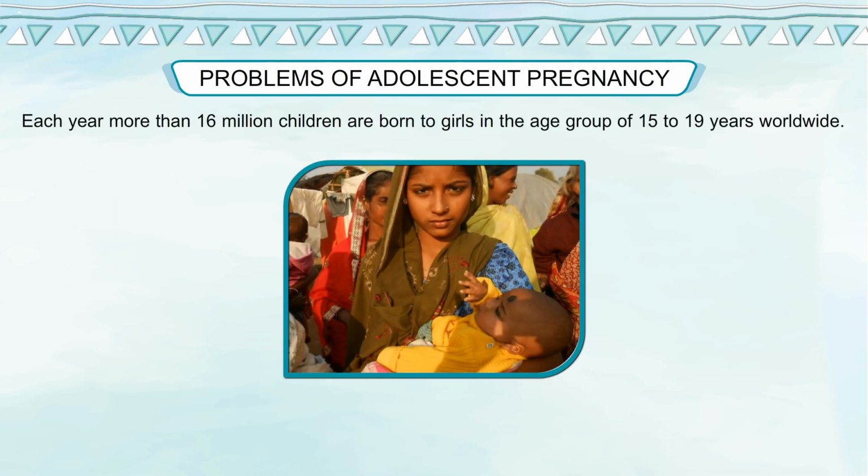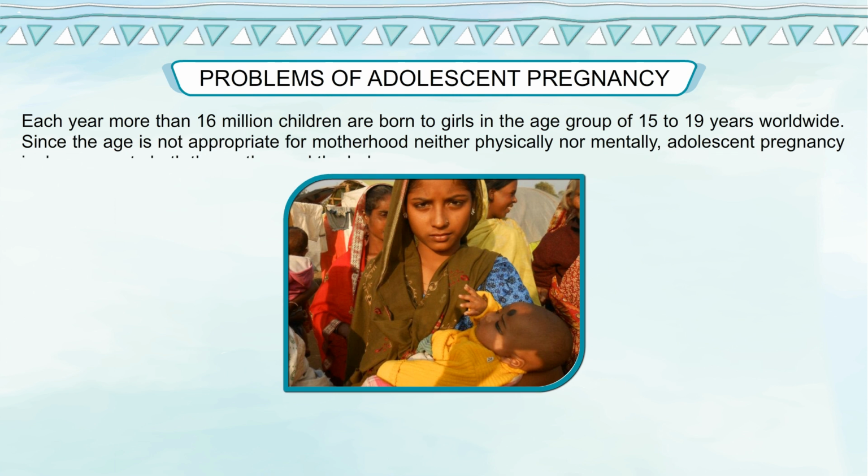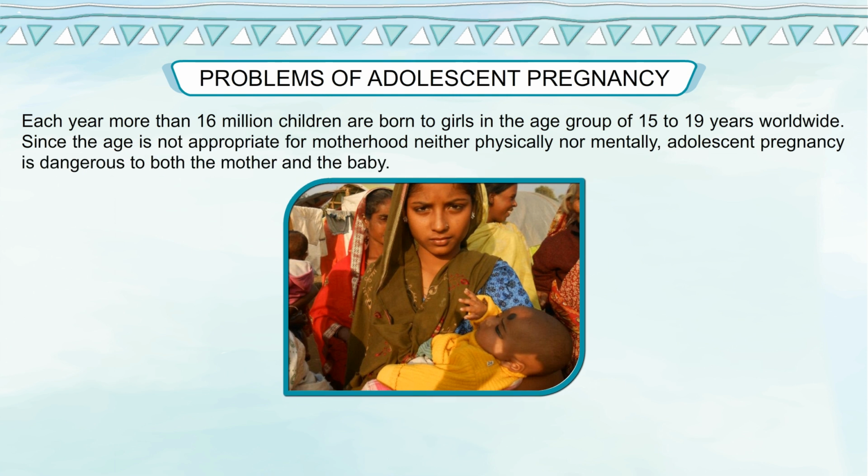Problems of adolescent pregnancy. Each year, more than 16 million children are born to girls in the age group of 15 to 19 years worldwide. Since the age is not appropriate for motherhood, neither physically nor mentally, adolescent pregnancy is dangerous to both the mother and the baby.